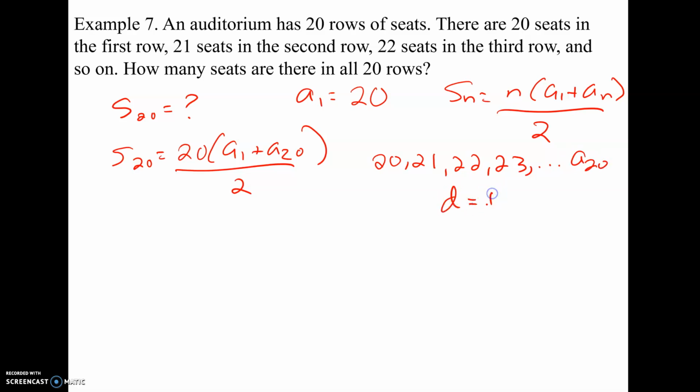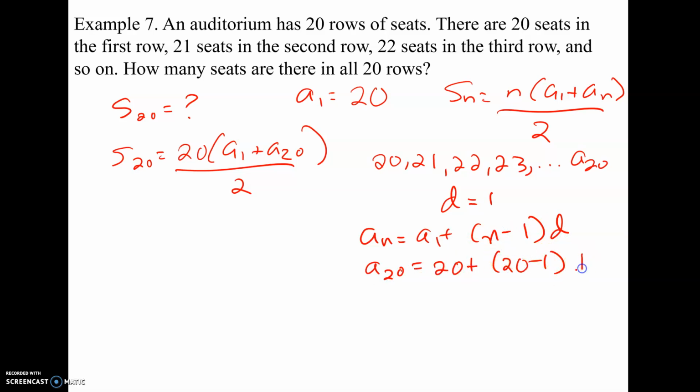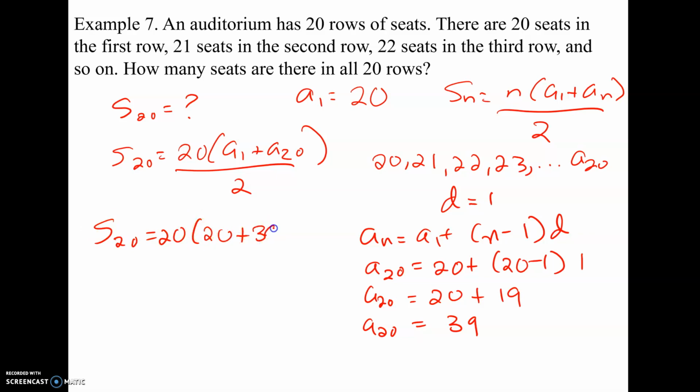Okay, so my common difference is 1. I'm adding 1 each time. So I need to find a sub 20. So I know the formula to find any term of an arithmetic sequence. It goes like this. So a sub 20 would be 20 plus 20 minus 1 times d, which is 1. So that's 20 plus 19. So that's 39. That's my a sub 20. So now I could go back here and plug in. I have 20 plus 39 all over 2. Well, 20 divided by 2, that's 10. 20 plus 39, that's 59. And that gives me 590 seats.